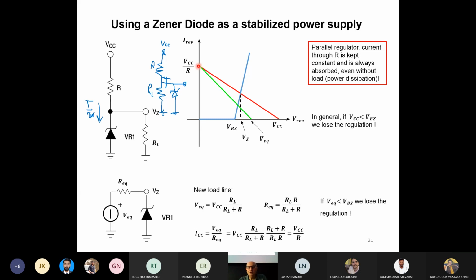So all the load lines will always start from this point here. And what we change is only the V equivalent. For instance, if we increase RL to infinite, open circuit, we will go back to VCC because RL over RL plus R becomes 1. So again, this point moves to the right to VCC.